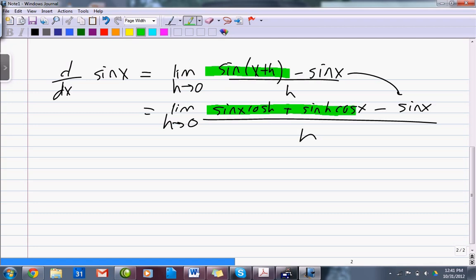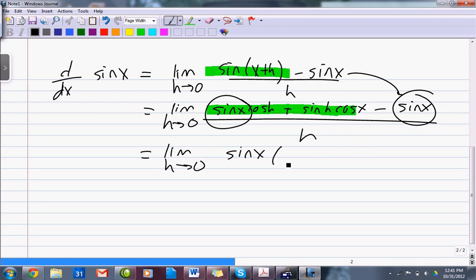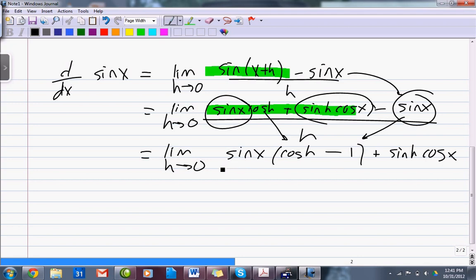All right, now what I'm going to do is factor a little bit. What I can note is that there's a sine of x here and a sine of x there, so I'm going to factor out a sine of x from those two terms. I'm left with a cosine h here, minus a 1 there. And then, of course, I have to remember this middle term I've got to bring down, plus sine h cosine x. And that's all over h, right?